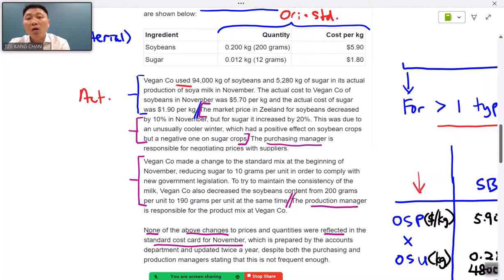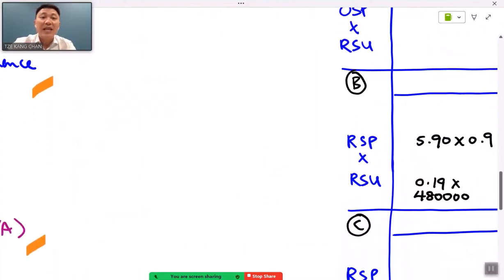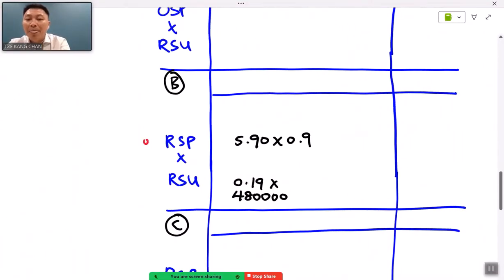Then, moving on to the second half of this paragraph, it is telling us about changes in prices in the month of November. These changes in the month of November seem to be beyond the expectation of the management team. This gives a hint and clue on the need to revise the standard price. As such, make use of this information to fill up and derive the standard price after revision by taking into account all the relevant changes.